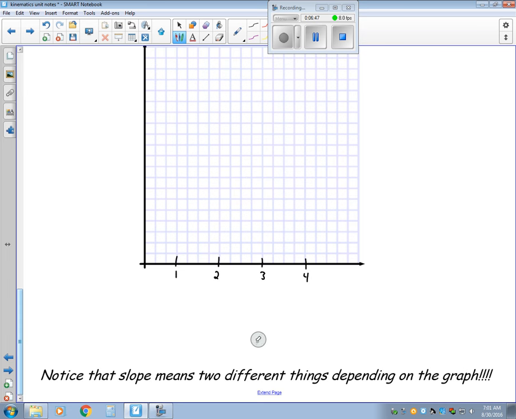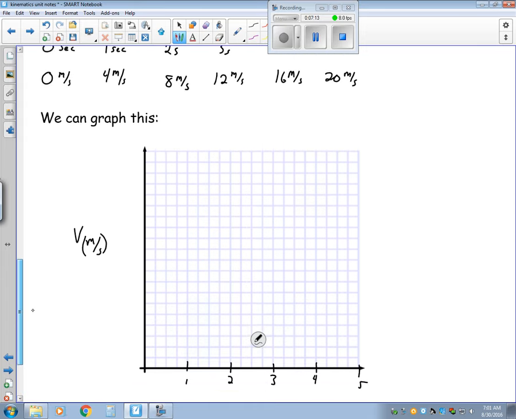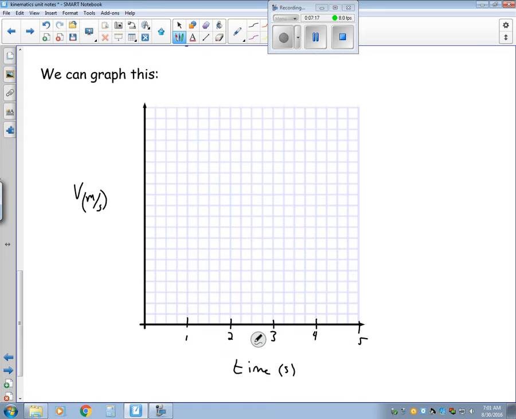Nope, I got that messed up. Can't count. 1, 2, 3, 4. There we go. On the y-axis, we'll put our velocities, measured in meters per second. The top velocity is 20 meters per second. It's a 20 by 20 grid, so 1, 2, 3, 4, 5, 6, 7, 8, 9, 10.